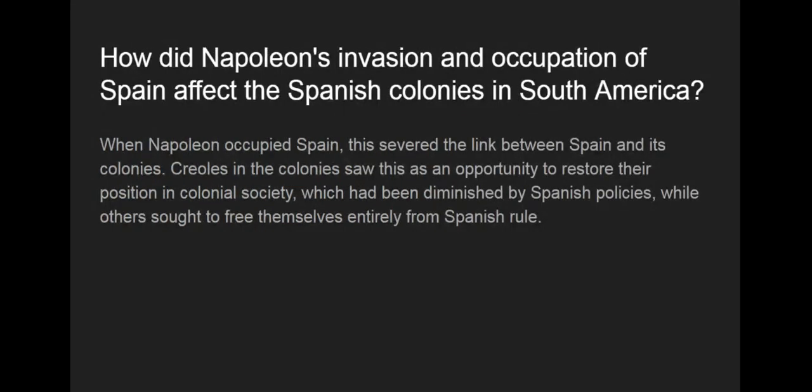So, how did Napoleon's invasion and occupation of Spain affect the Spanish colonies in South America? When Napoleon occupied Spain, it severed the link between Spain and its colonies. Creoles in the colonies saw this as a good opportunity to restore their position in colonial society, which had been diminished quite a bit by Spanish policies, while some sought to free themselves entirely from Spanish rule. So they wanted to be independent.